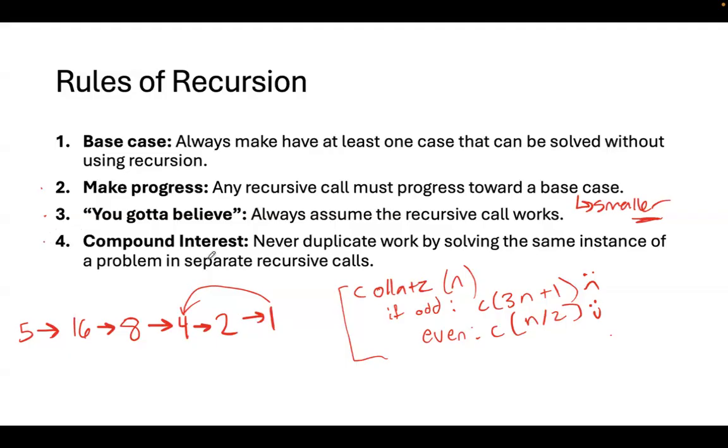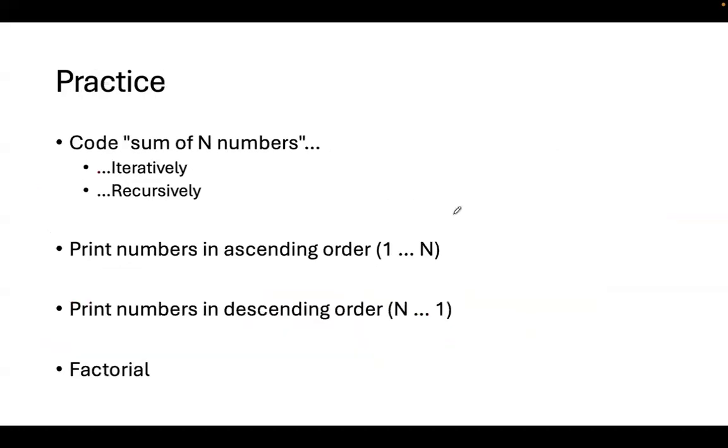And then number 4, which we'll talk about in a bit, is compound interest, which is don't duplicate work by solving the same instance of a problem in separate recursive calls. We'll see an example of this. But first, we'll do some practice.